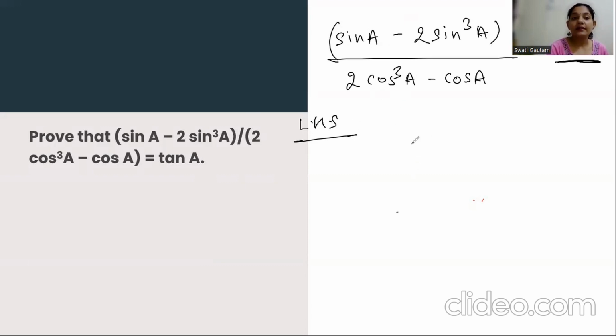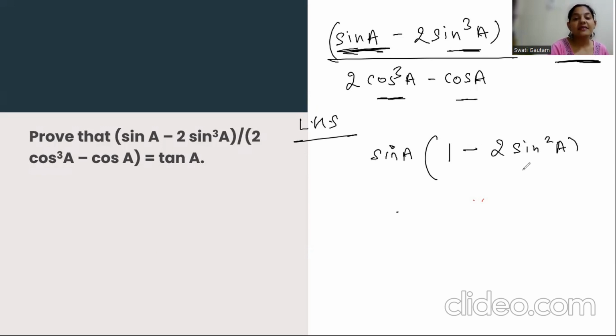So what will we do in the left hand side? We know that in the numerator we have sine A and sine cube A. In the denominator we have cos cube A and cos A. See, sine is there in the numerator and cos A we have in the denominator. So we'll take sine A common from the numerator. What is left here? Because we have taken out sine A, 1 is left here, and here 2 sine square A is left. Similarly, in the denominator we have cos A. Okay, so we'll take cos A common, and what is left?